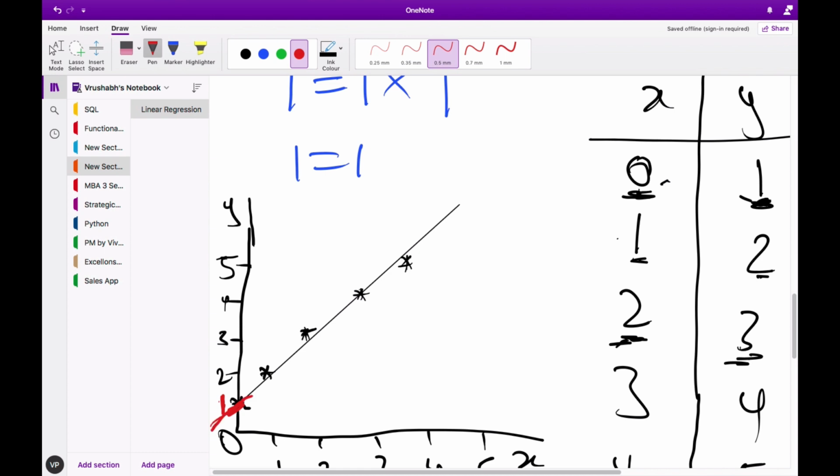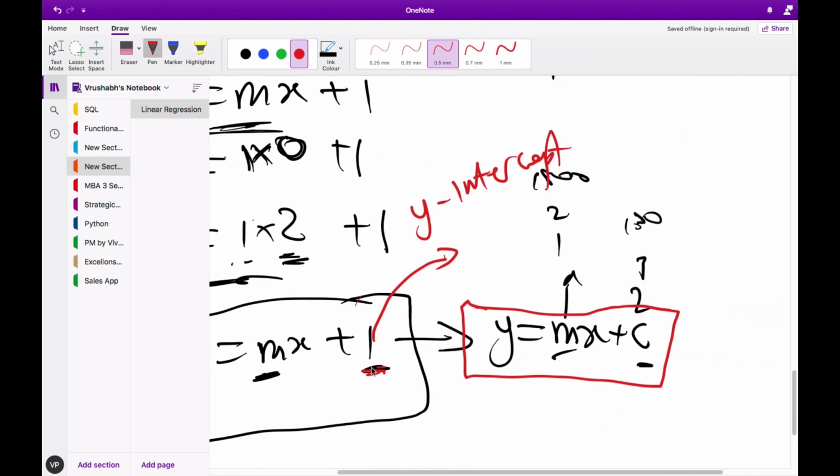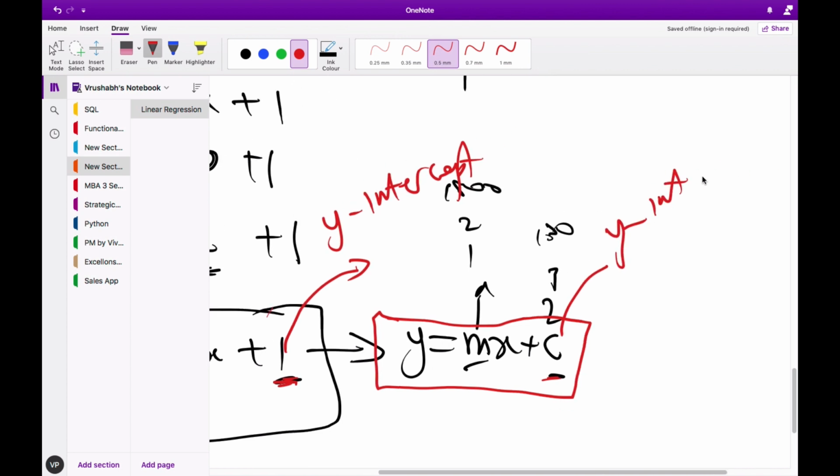In some other cases, the line could be something like this, and then it will cut at 3. So in this case, the 3 would have been the y-intercept. That's why we want that thing over here to be general. So this c is referred to as the y-intercept. It's nothing but the y-intercept.